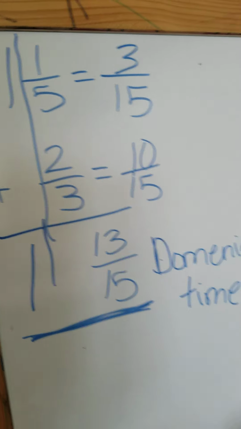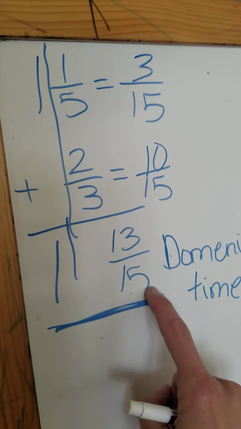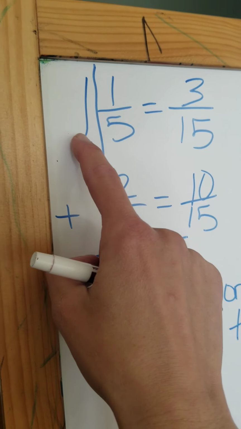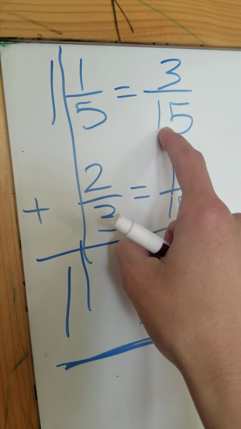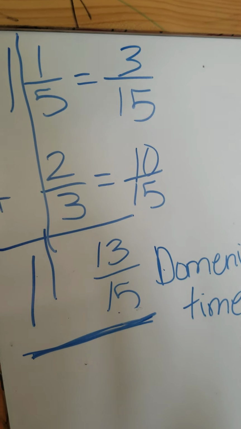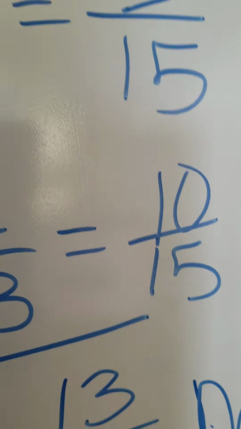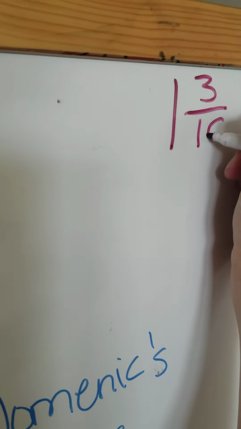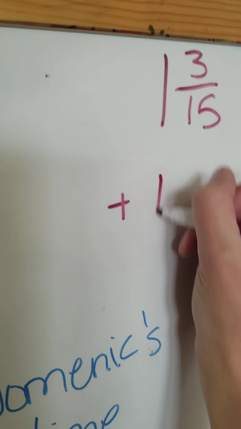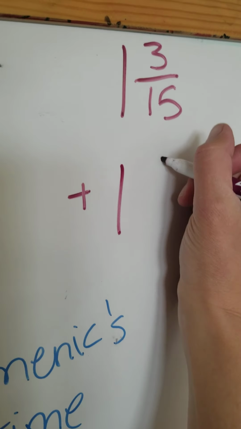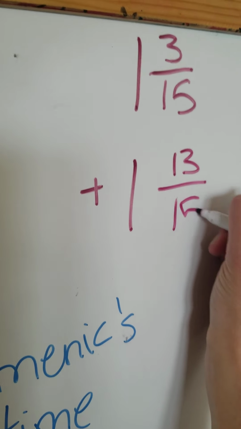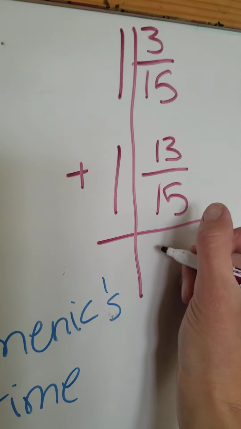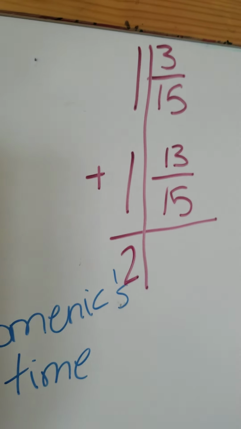Okay. So now I want to add Dominic's time plus Sebastian's time. But if I look closely, I've already turned it into 15ths. So I'm not going to have to do any extra work other than adding Sebastian's time, which is 3/15 when we found the common denominator, and Dominic's time, which we found was 1 13/15. All right, so when we add that up, we get 2 hours over there.